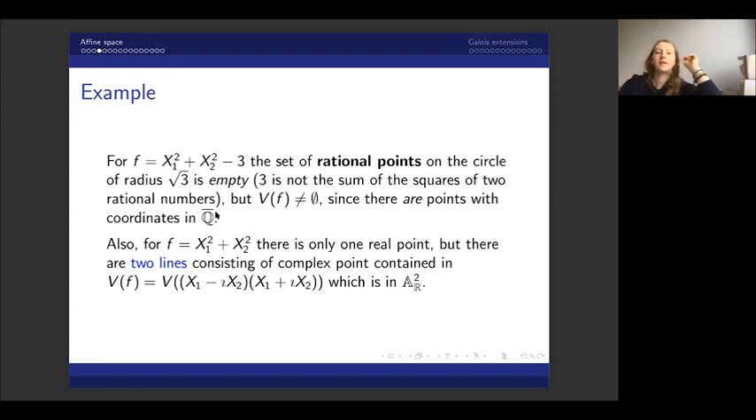On the other hand, still as a continuation of this: if you put 0 here, there's only one real point, the point 0, right? But you have, in fact, two lines if you switch to complex space, which are given by these equations.